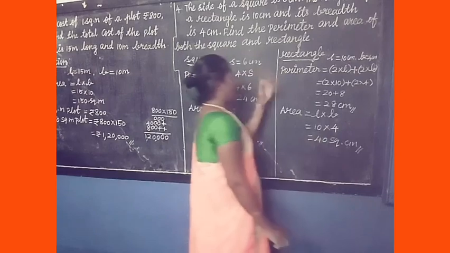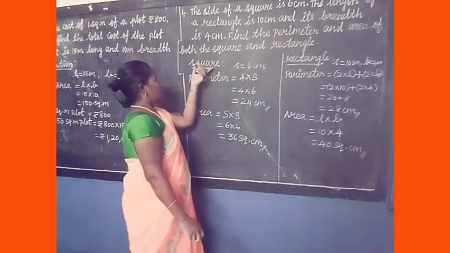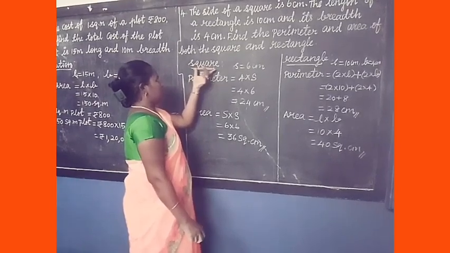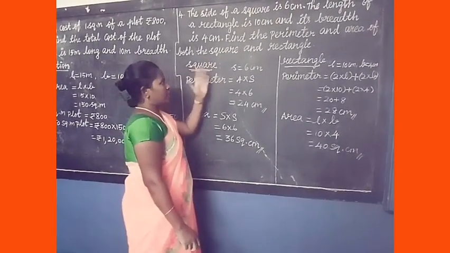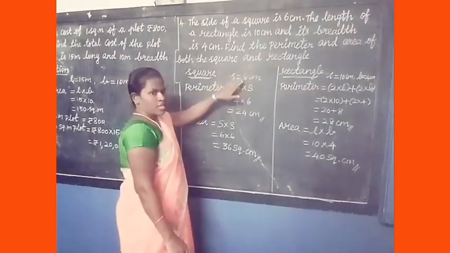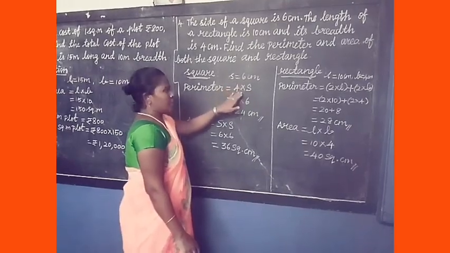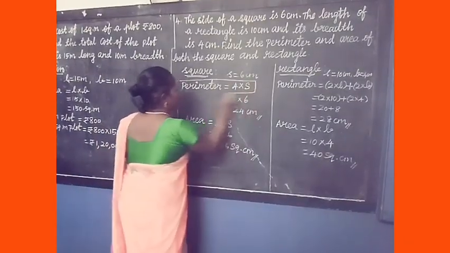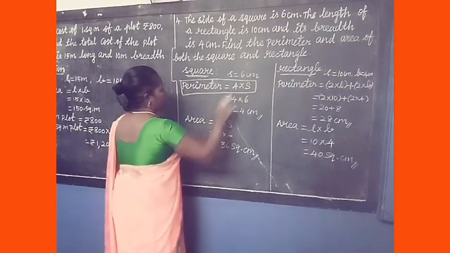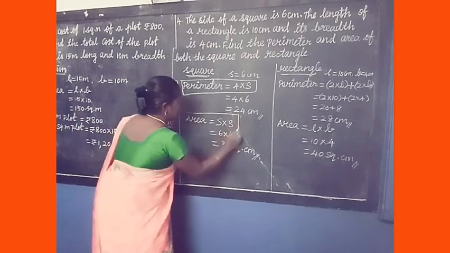Once again, I repeat the 4 formulas only. So perimeter of a square means, in an easy way, square means 4 sides are equal. Only the given value is side value only. So perimeter means we multiply the given value into 4. 4 into S is the formula. Perimeter of a square formula is 4 into S. Area of a square formula is S into S.